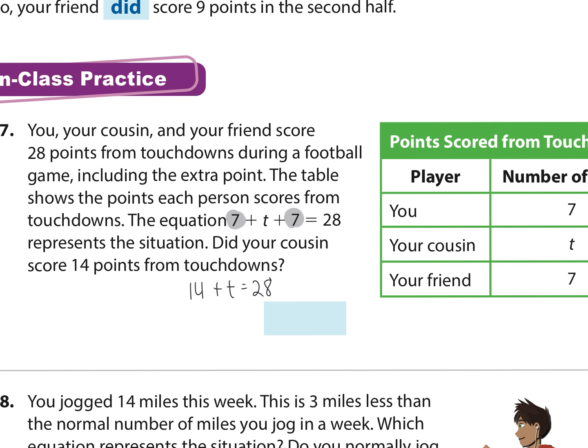28 minus 14. Yep, the opposite, the inverse operation. So I would take 28 minus 14. If I do that, then I can see that t does equal 14, and that is my cousin, so yes.